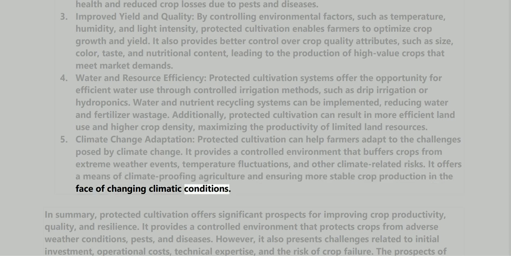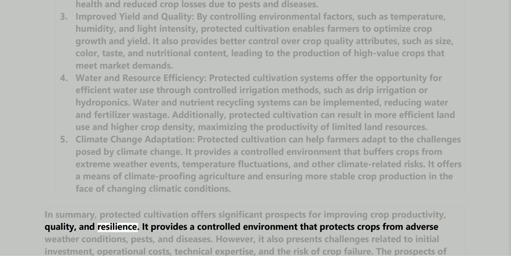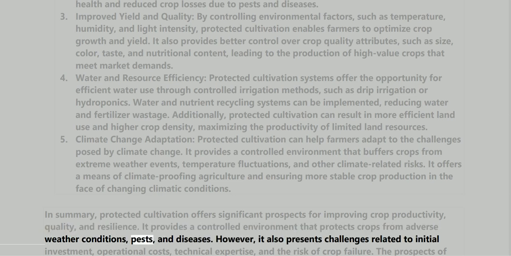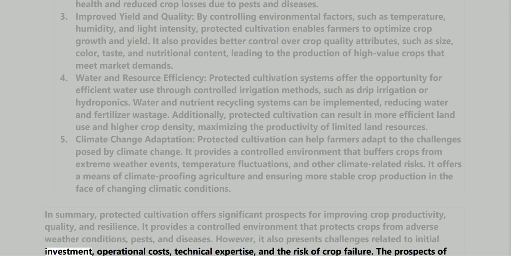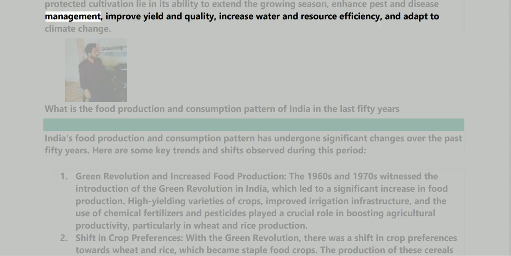In summary, protected cultivation offers significant prospects for improving crop productivity, quality, and resilience. It provides a controlled environment that protects crops from adverse weather conditions, pests, and diseases. However, it also presents challenges related to initial investment, operational costs, technical expertise, and the risk of crop failure. The prospects of protected cultivation lie in its ability to extend the growing season, enhance pest and disease management, improve yield and quality, increase water and resource efficiency, and adapt to climate change.